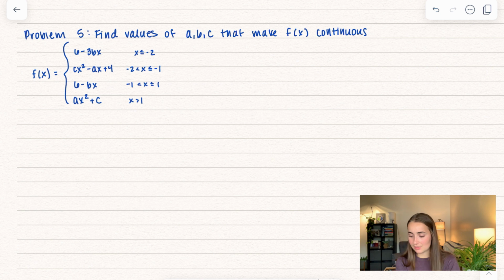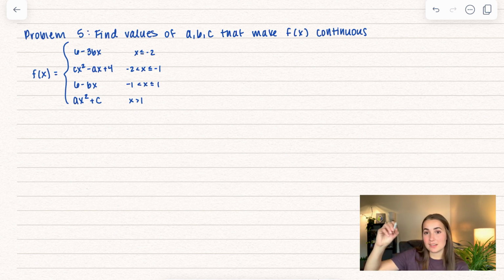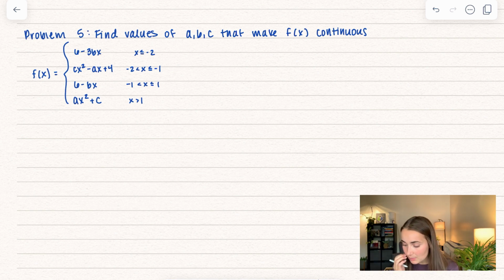Problem 5 is we want to find all the values of a, b, and c that make f of x continuous. So remember, in order to be continuous, it has to be perfectly smooth. My pencil is never picked up in order to draw it. So that means the values on the left side and the right side of all of where it's split have to be equal to one another.